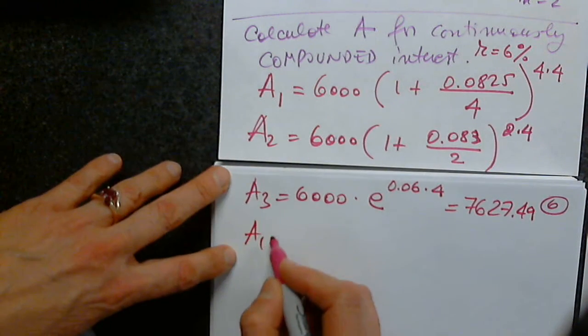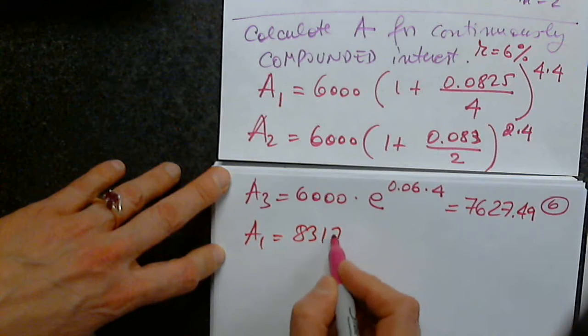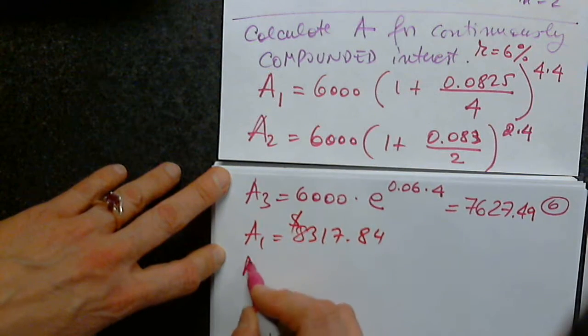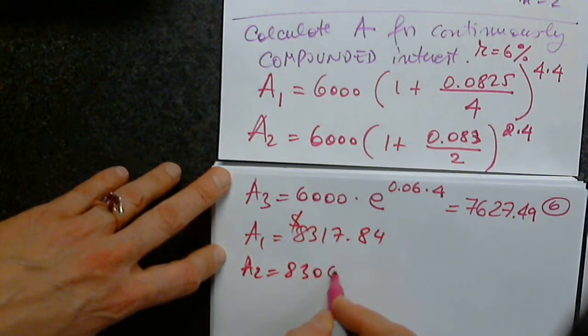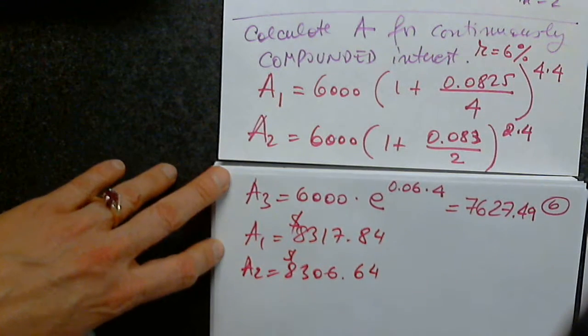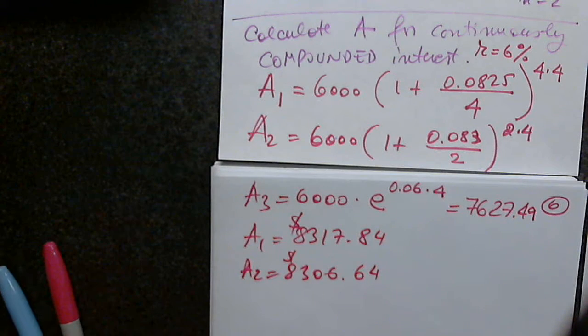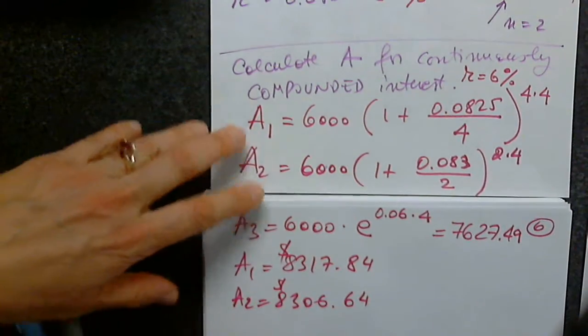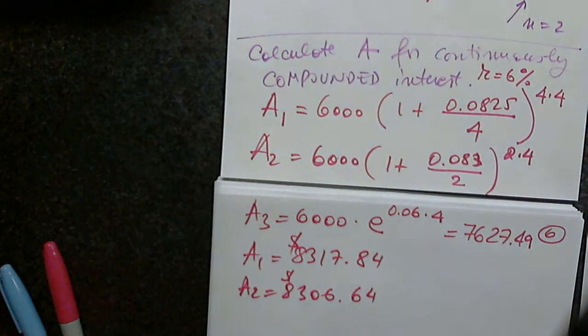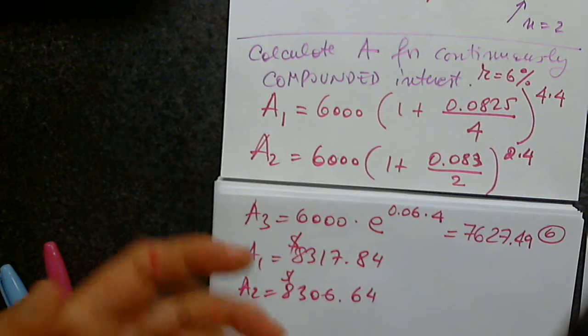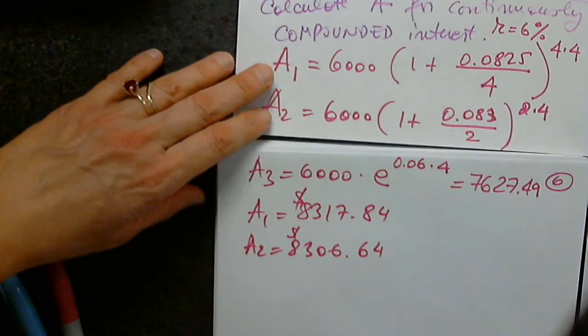So now A1, I copy, A1 is 7317.84 and A2 is 7306.64. So what would you recommend to your friend, your neighbor, your relative, saying if you want more money, you should choose the deal that the bank gives in such a way that the interest rate is compounded, blah, blah, blah. So which one is the better deal? Not by much, but in the long run, it could make a difference.